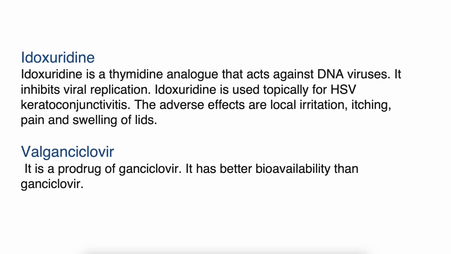Edoxuridine is also an antiviral antiherpetic agent. It is a thymidine analog that acts against DNA viruses. It inhibits viral replication. Edoxuridine is used topically for herpes simplex virus keratoconjunctivitis. The adverse effects are local irritation, itching, pain and swelling of lids. Valganciclovir is a prodrug of ganciclovir. It has better bioavailability than ganciclovir.